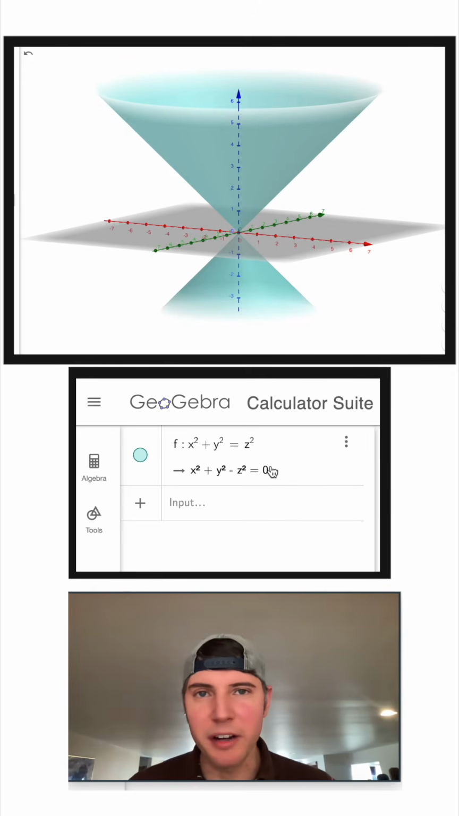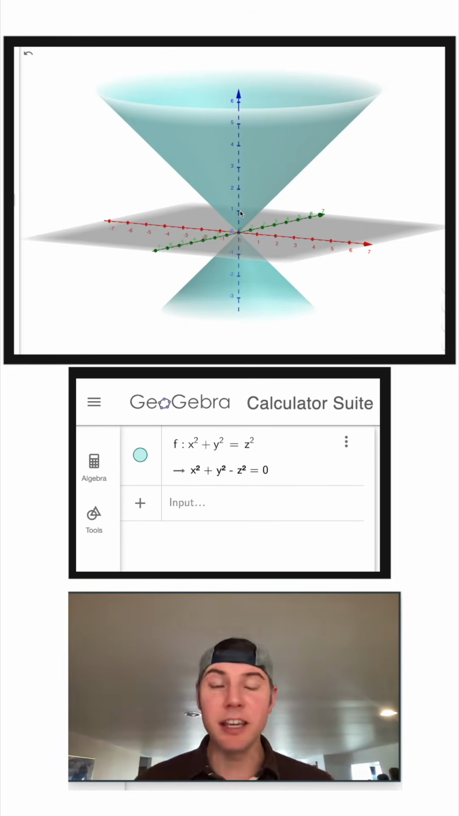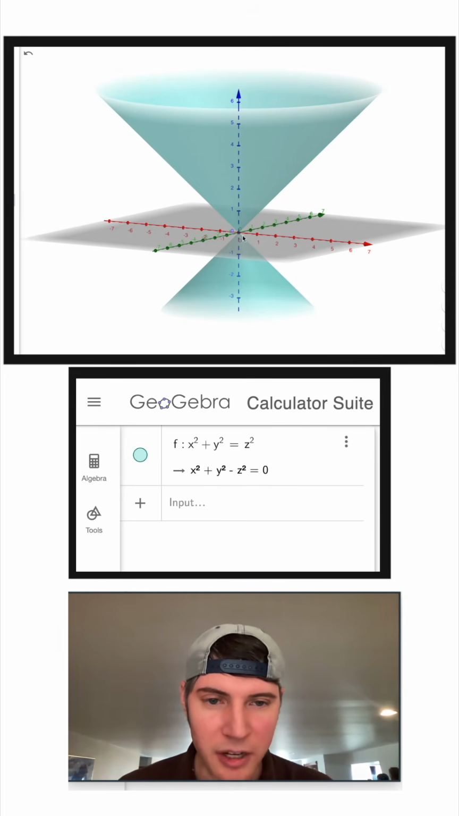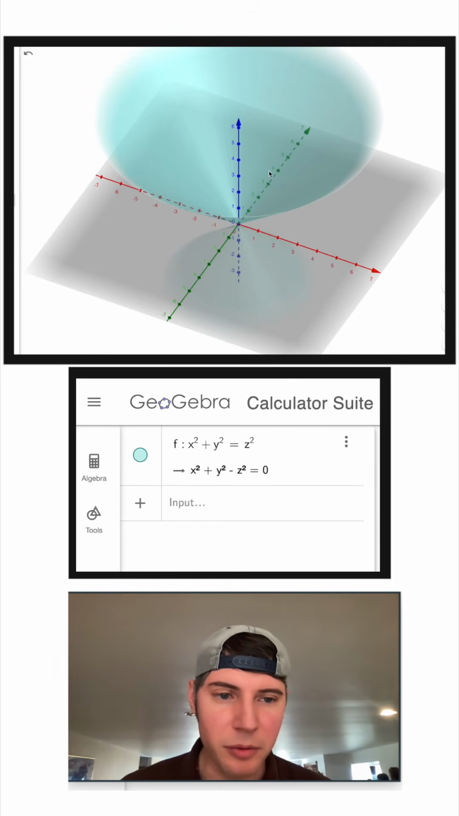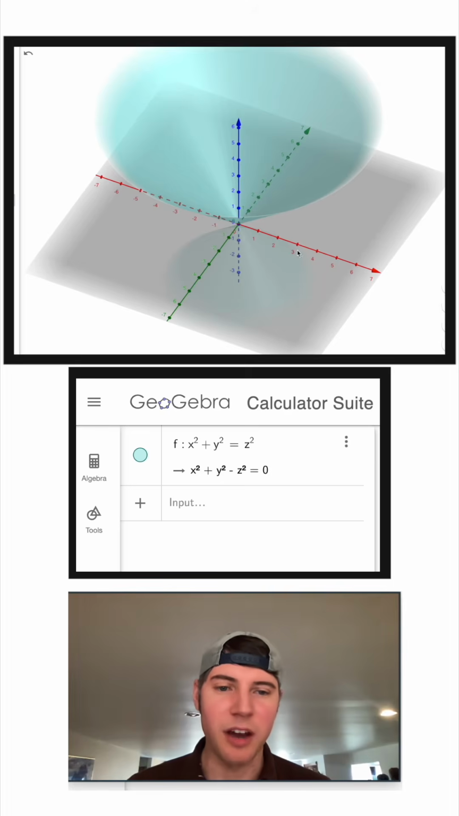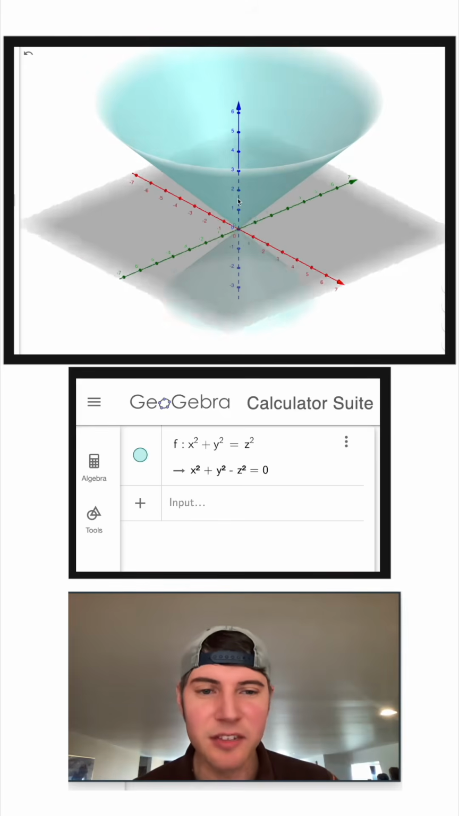If z squared is what is written right here, that means that the radius at that particular height is z. So at the height of 1, the radius is 1. At a height of 2, the radius is 2. And this is true everywhere. At a height of 4, the radius is 4. Height of 5, the radius is 5. And that's what's making this cone. Z is defining the radius.